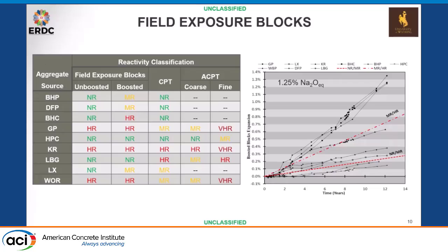So we do see some agreement. Those first 3 aggregates in the table were showing some issues in the field, but they were passing the CPT. You'll have to talk to Jenny about where the autoclave data is for those, but they are seeing reactivity in their blocks. There's some agreement there with the HPC aggregate that's non-reactive across the board, with the KR aggregate that's highly reactive across the board, and you can see that their fine aggregates are really kicking off in that 24-hour test.